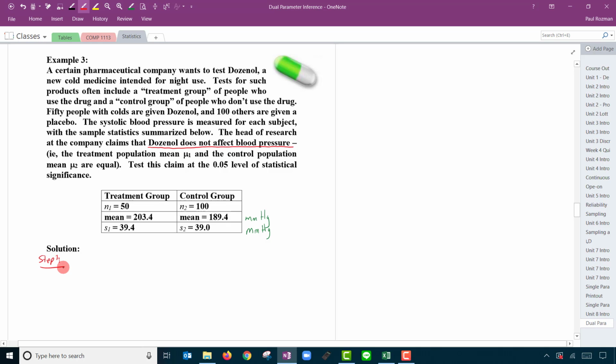Step one. In order to keep everything straight, I'm calling the treatment group, group 1, and the control group, group 2. It doesn't matter. Just make sure you keep it straight all the way through. We're saying that the blood pressure would not be affected by Dozanol, so we're saying that the two groups should have the same blood pressure on average. So the mean of group 1 should equal the mean of group 2. That's the claim. Maybe I'll write claim there. mu1 equals mu2.